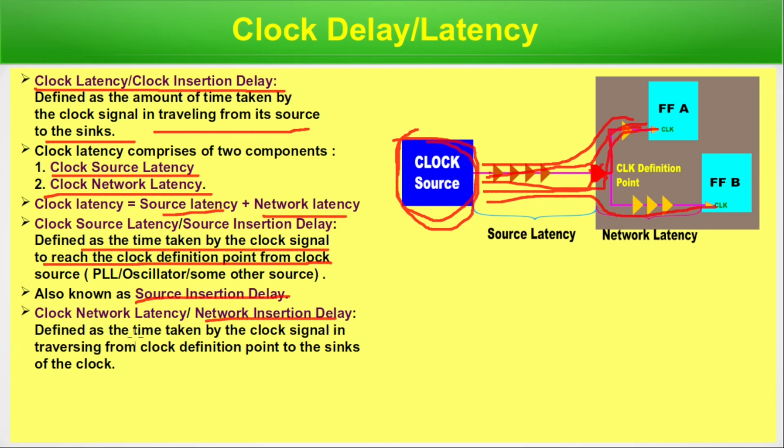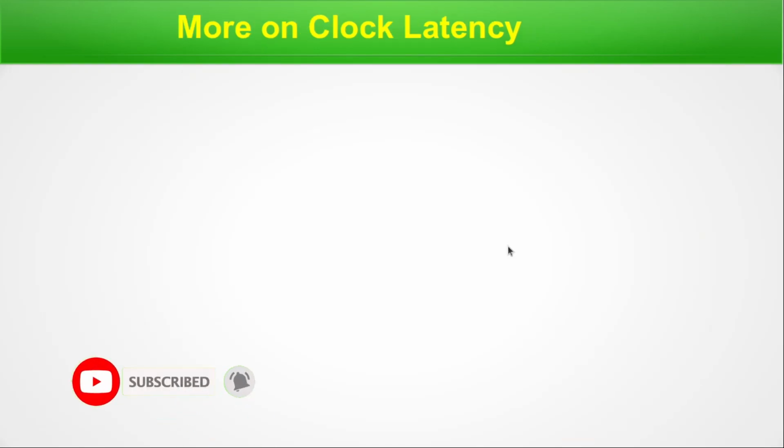Clock source latency is also known as source insertion delay, and clock network latency or network insertion delay is defined as the time taken by the clock signal in traversing from the clock definition point to the sink. Clock definition point to the sink is network latency, and clock source to clock definition point is source latency. We are done with this slide. Now let's move to the next slide. More on clock latency.